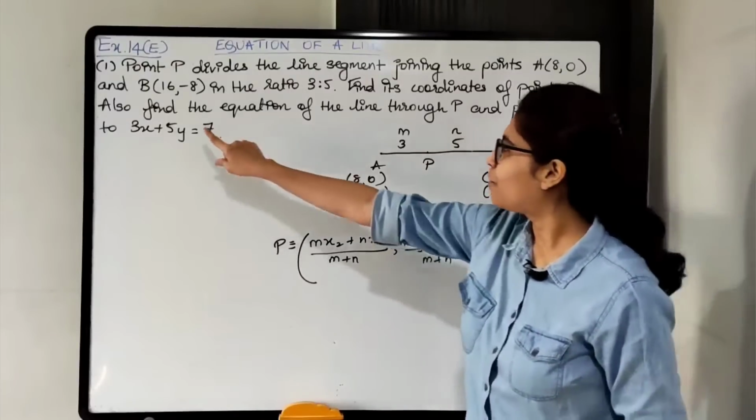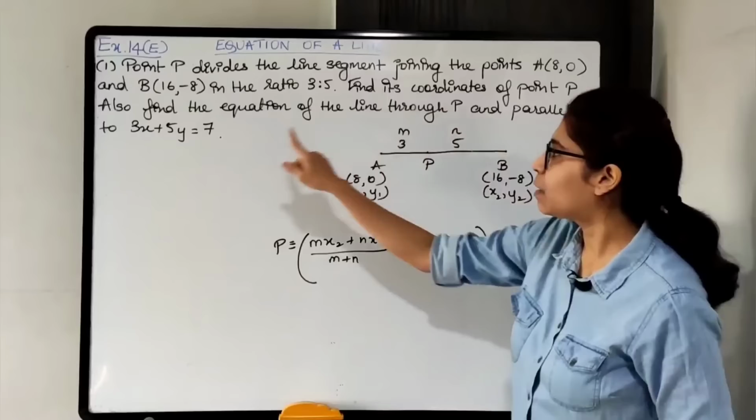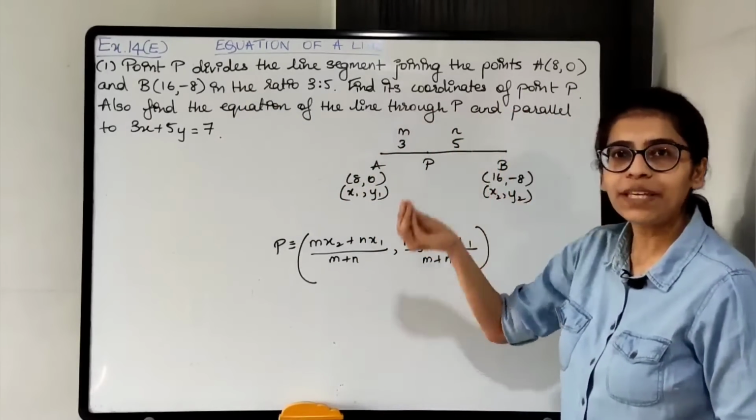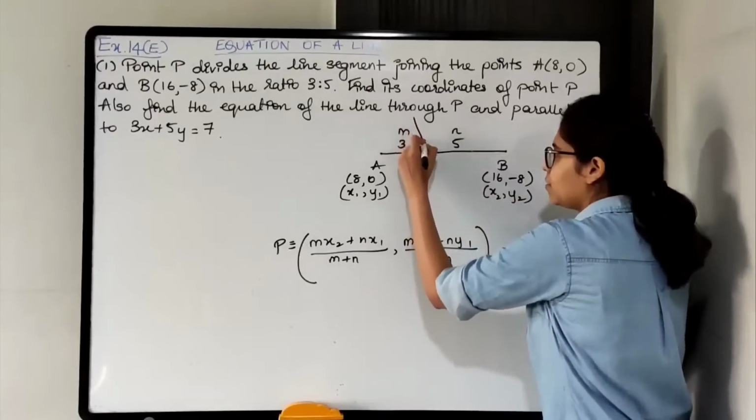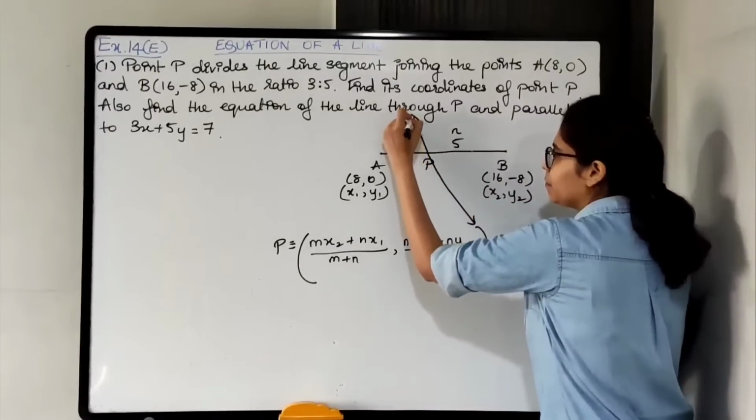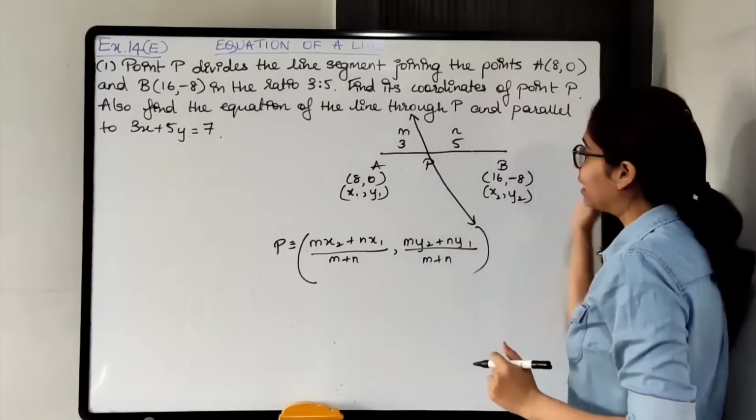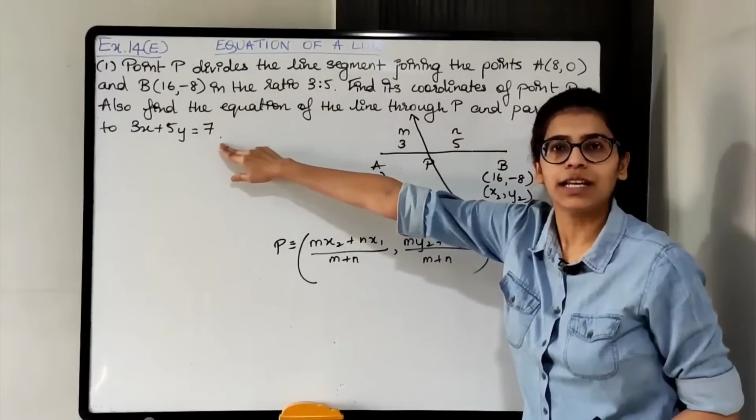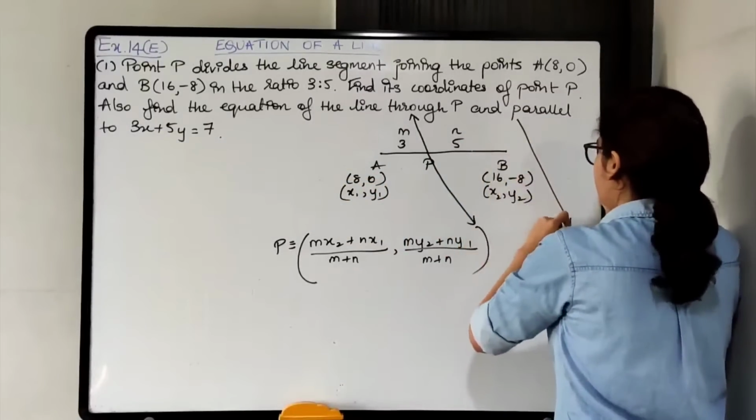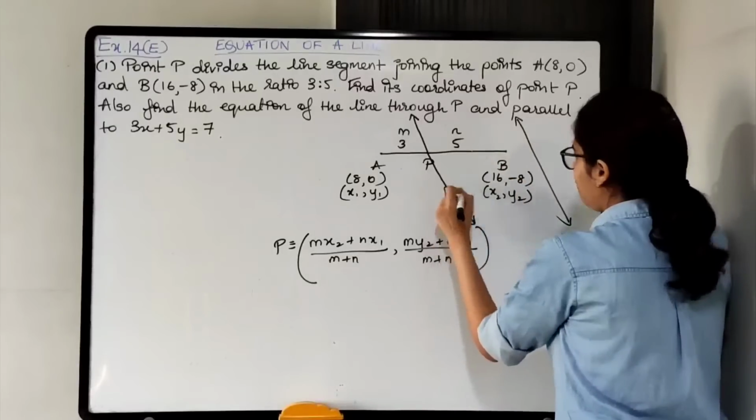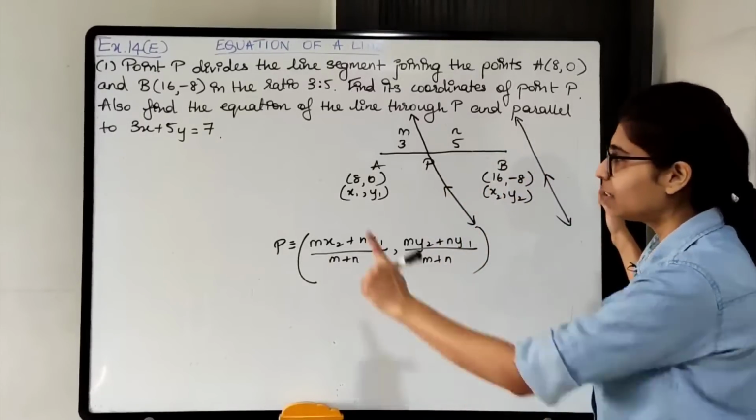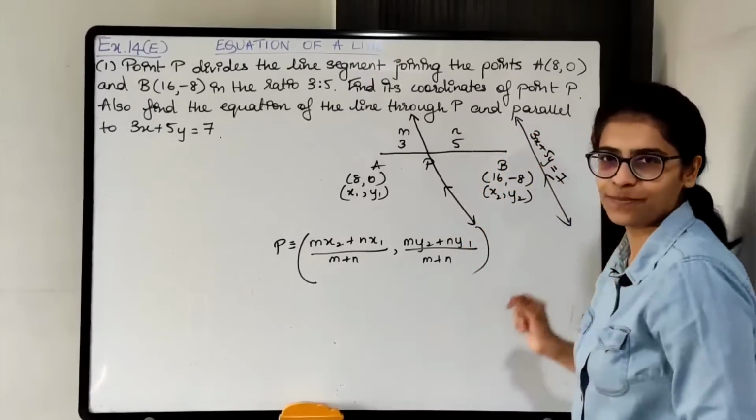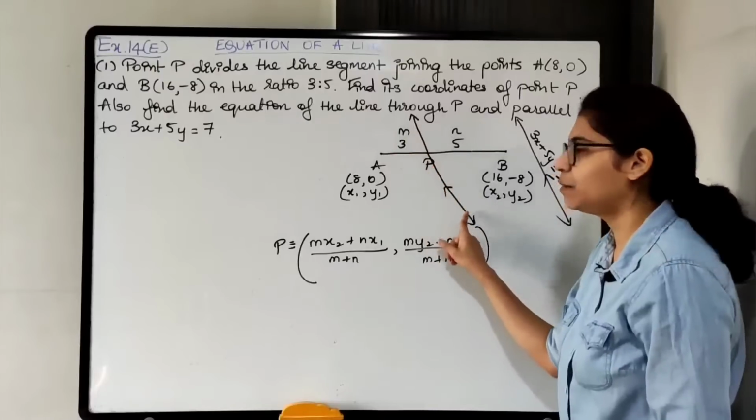Second part. Find the equation of the line through P and parallel to 3x plus 5y equal to 7. There is a line passing through P. So there is a line which is passing through P. We have to find the equation of this line. They have told the line passing through P is parallel to some other line. So there is some other line and these two lines are parallel. The equation of the line is given. It is 3x plus 5y equal to 7. And we have to find the equation of the line passing through P.